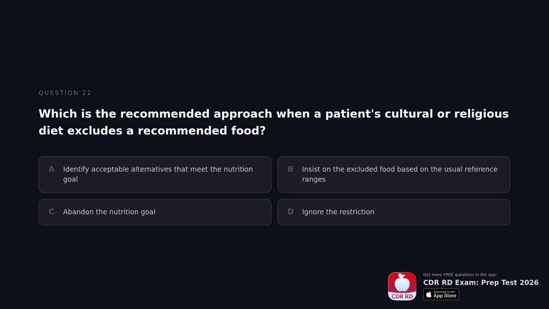A. Identify acceptable alternatives that meet the nutrition goal. B. Insist on the excluded food based on the usual reference ranges. C. Abandon the nutrition goal. D. Ignore the restriction.